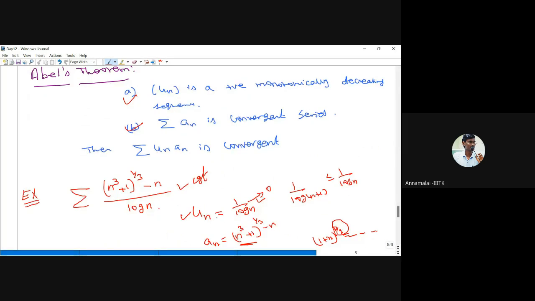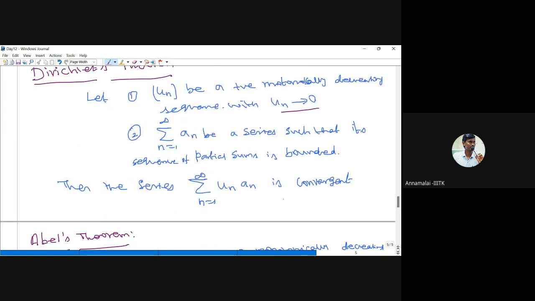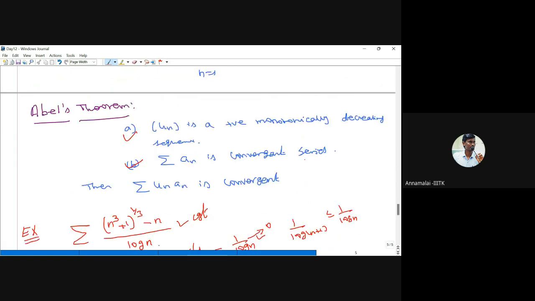Even Dirichlet's theorem we can use also, because we have now proved that this un converges to 0. And one more thing, we have to prove that the partial sum is bounded. If you want, you can use Dirichlet's theorem also, but you have to show that the partial sum is bounded. Proving this convergence is also simple. Anyway, this is a simple case of Abel's. Both are almost the same.